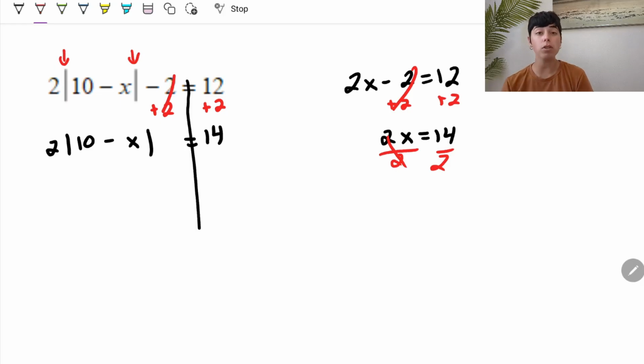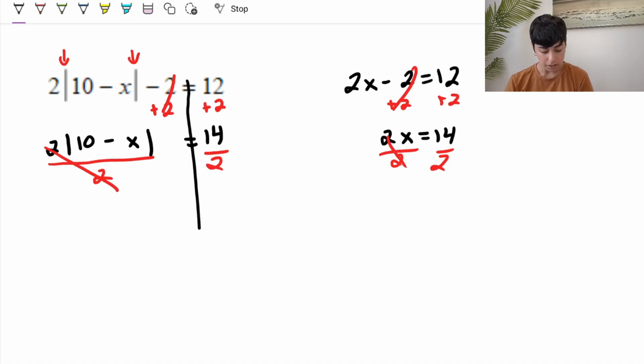Since 2 is being multiplied to this absolute value group, to get rid of it, I have to divide it away from that absolute value group. So we're going to divide both sides by 2. Remember in math, when two things are touching, that generally means multiplication. So the 2 is touching the bar, meaning it's being multiplied. So when we divide this, we're left with the absolute value of 10 minus x is equal to 7.